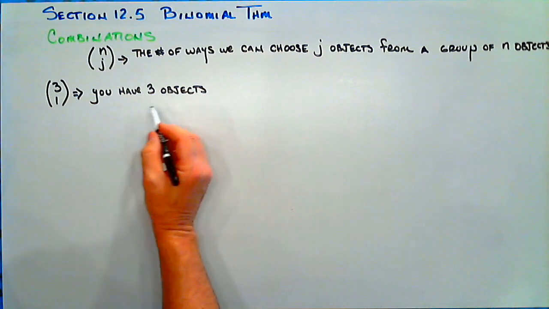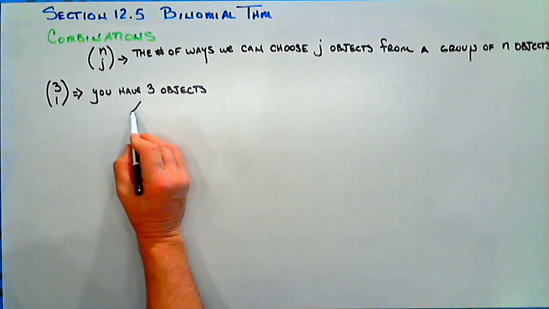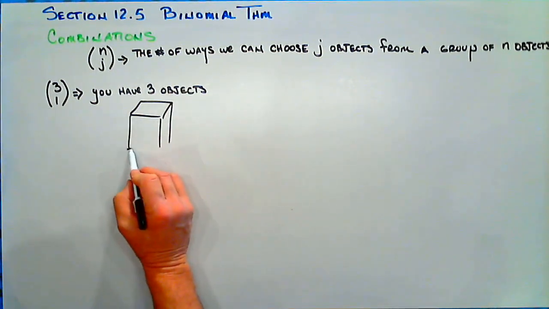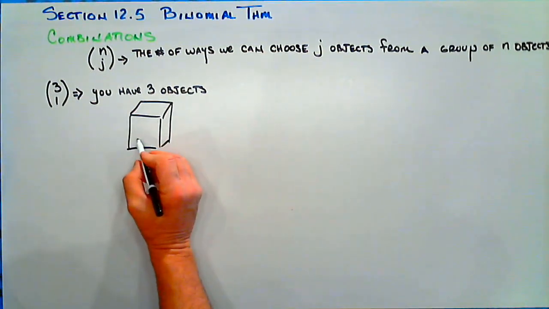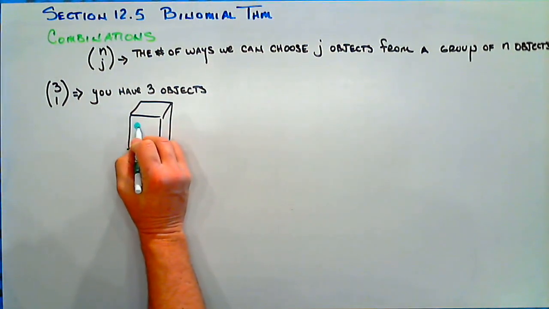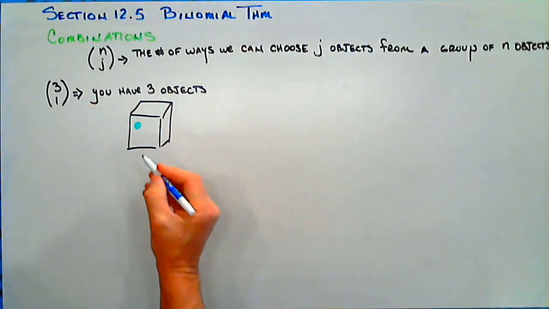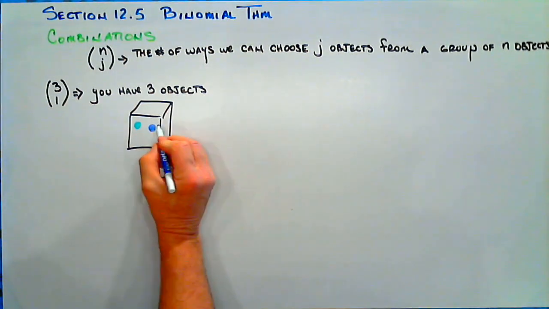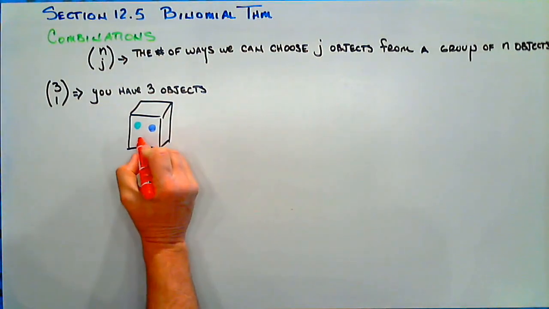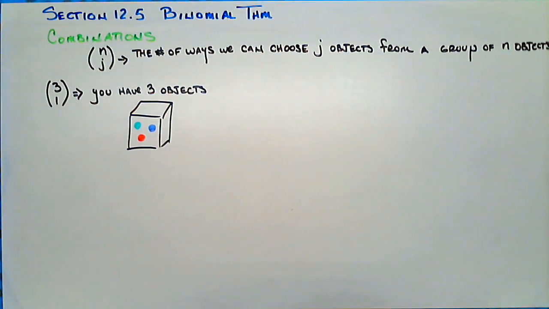Okay? Now maybe those objects are just, you have a bag, and in that bag there are 3 balls. There's a green ball, there's a blue ball, and there's a red ball. Okay. So you have 3 balls in a bag.